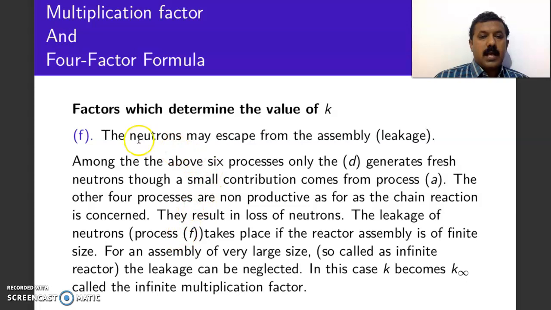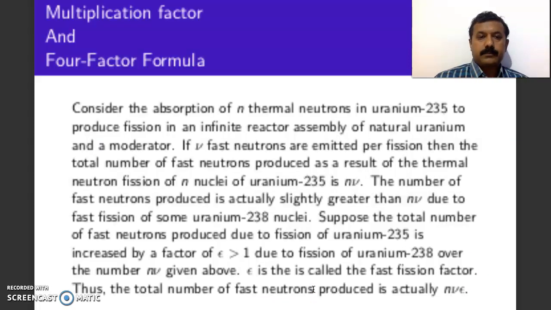As I said, the last one, the neutron escape probability, that is the leakage probability, takes place in a finite reactor. If the reactor is of infinite size, then there will be no leakage. That means we can neglect this process. In that case, the multiplication factor K is represented by K infinity, and we call it the infinite multiplication factor.